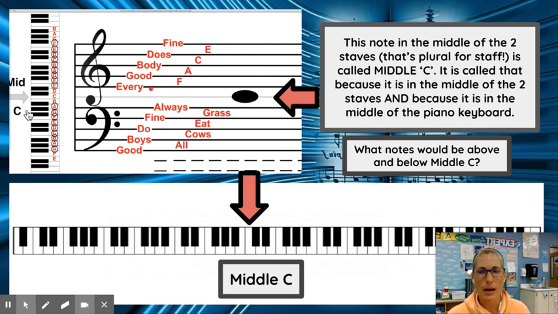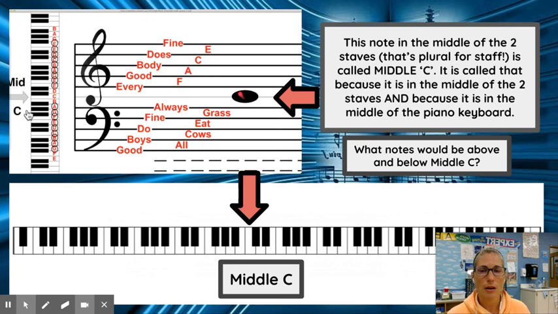E would be right here. F would be right here. G would be right here. A would be right here. B and C, and we're just going up the alphabet to D, E, and F, and if we went up one more step, we'd be on G.